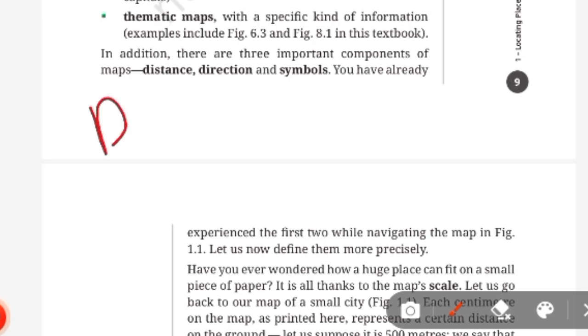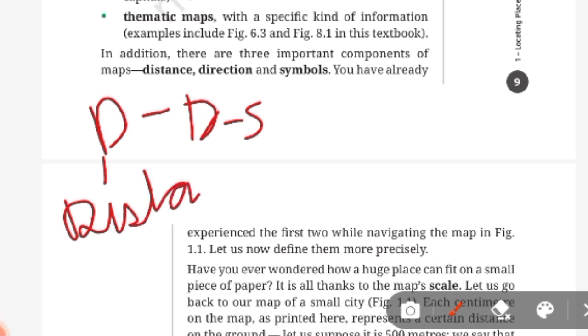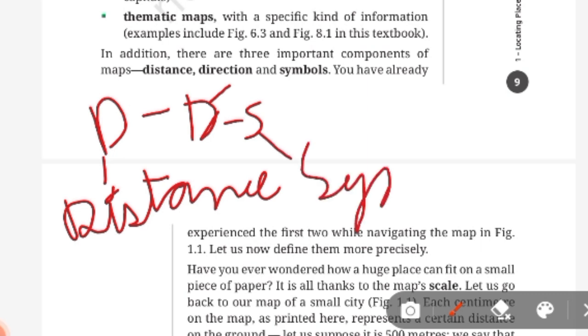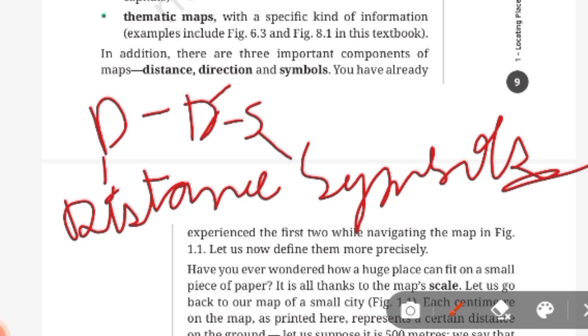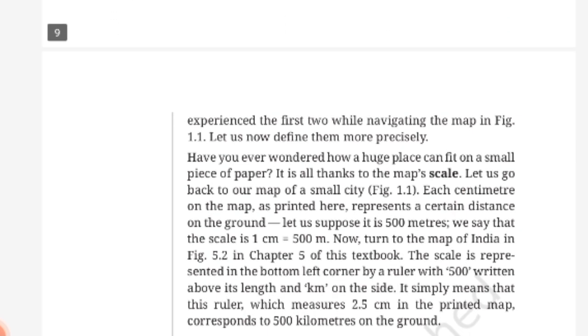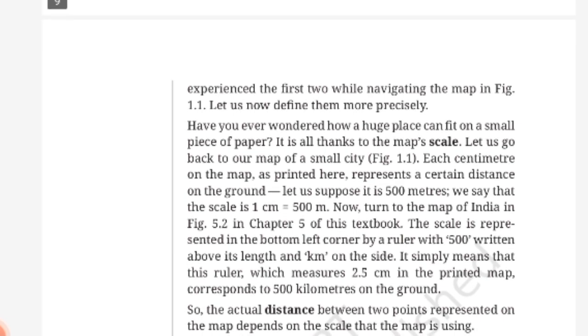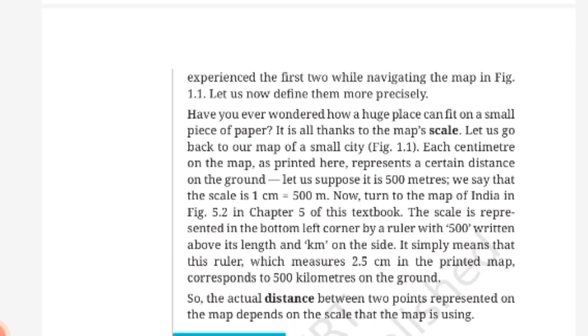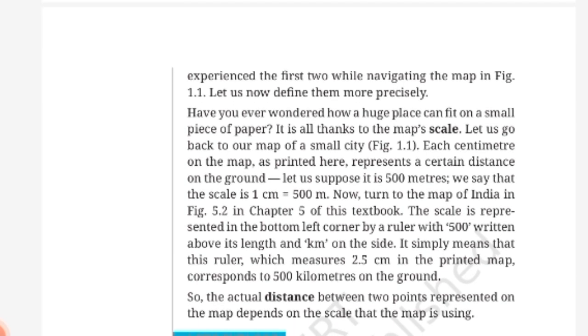You may learn it like DDS. D for distance, D for direction, and S for symbols. You have already experienced the first two while navigating the map in figure 1.1. Let us now define them more precisely.